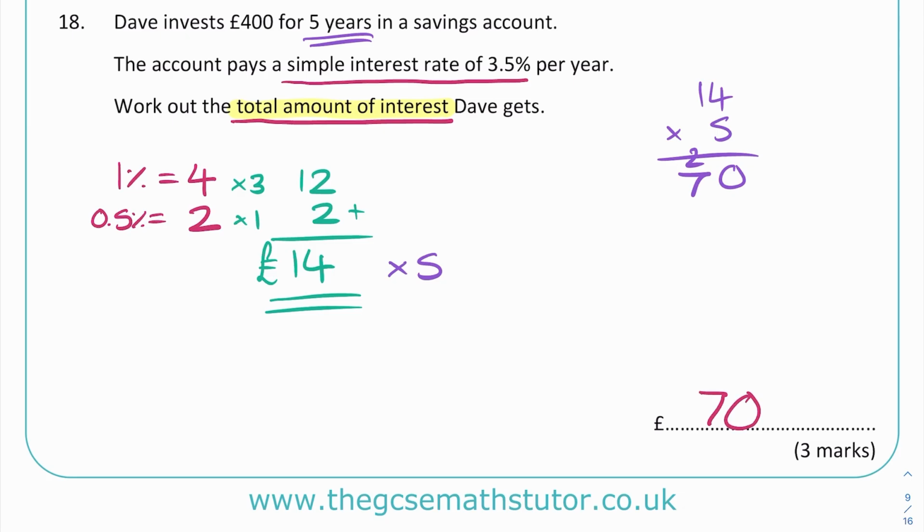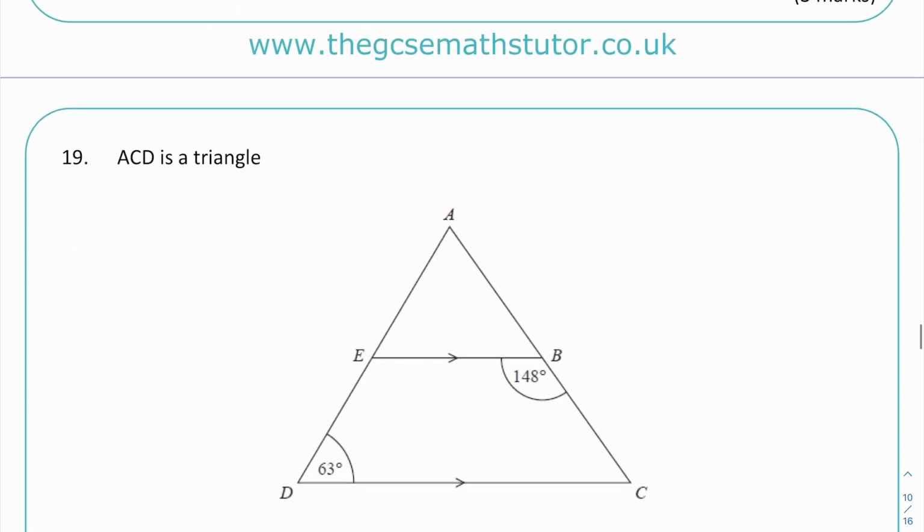And there we go. If it said how much money does he have in the bank, well, in that case you'd do 400 plus 70, and your final answer in that question would be 470. But the interest part is just that £70 there. So he's made a total of £70. There we go. So there is your simple interest question.